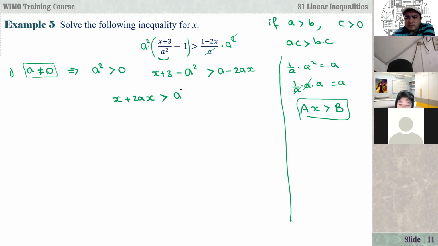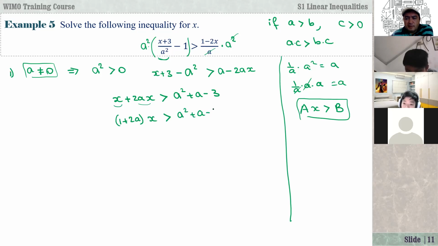What we have here, a squared plus a minus 3, right? This 3 comes from the left hand side, changing the side, that's why it also changes its sign. So now, what is the common factor here? Here we have 1 times x. Here we have 2a times x. Take x out. So here we have 1 plus 2a times x is greater than a squared plus a minus 3.